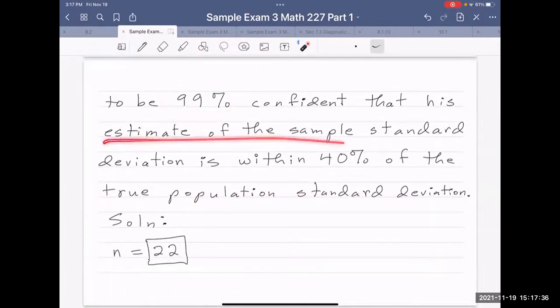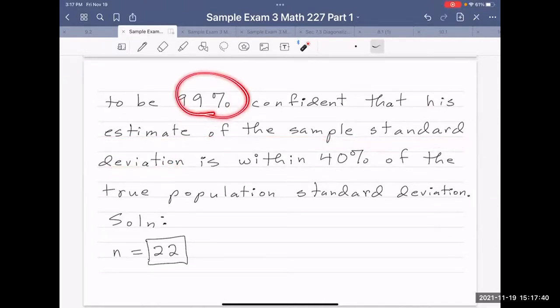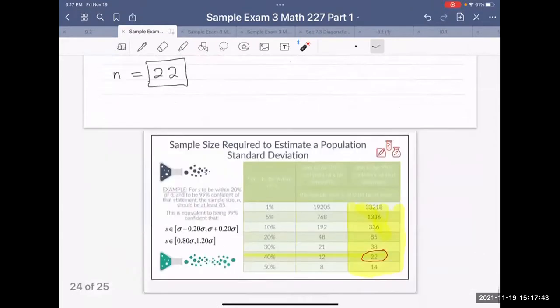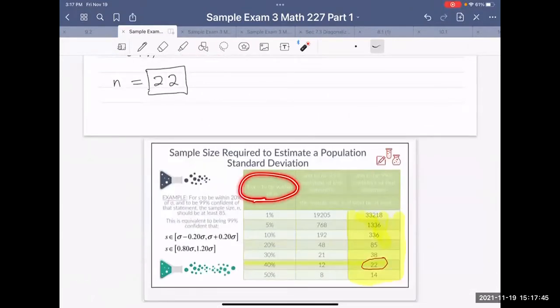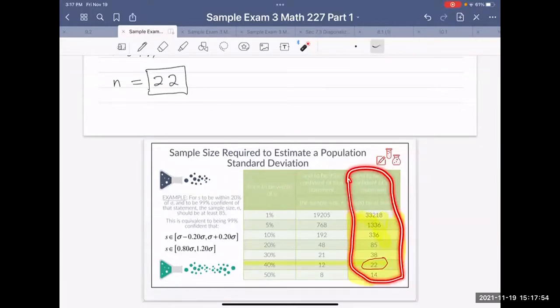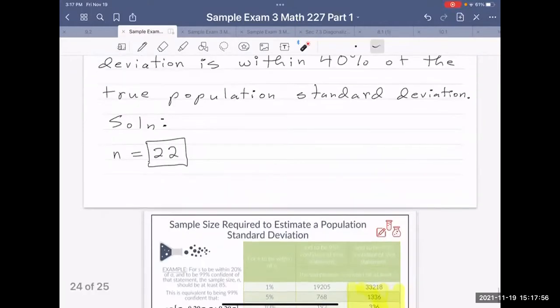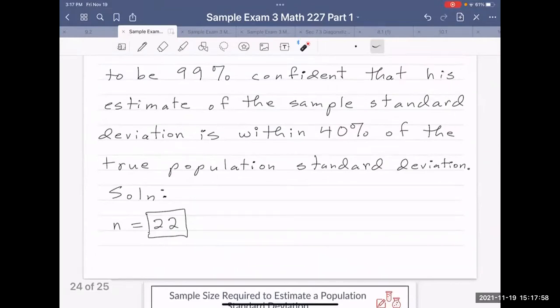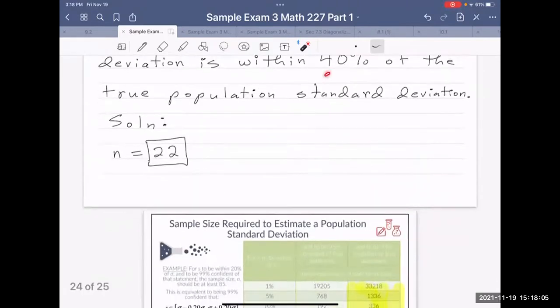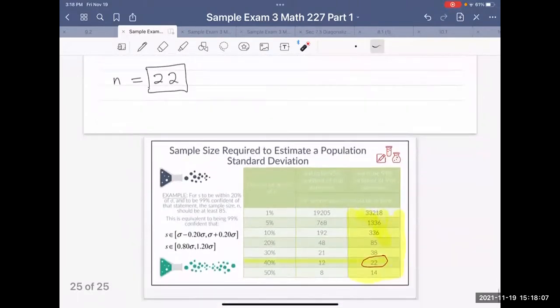So we're estimating the population standard deviation and we want to be 99% confident. So we'll be using this column here. And we want to estimate the standard deviation within 40% of the true population standard deviation.